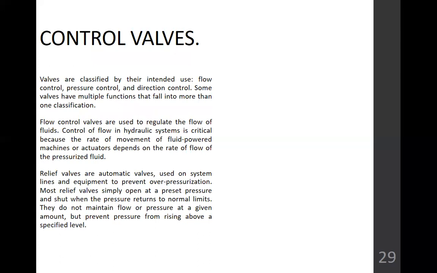Control of flow in a hydraulic system is critical because the rate of movement of the fluid power machines or actuators depends on the rate of flow of the pressurized fluid. Next, relief valves are automatic valves used on system lines in equipment to prevent overpressurization. Most relief valves simply open at a set pressure and shut when the pressure returns to normal limits. They do not maintain flow or pressure at a given amount, but prevent pressure from rising above a specified level.